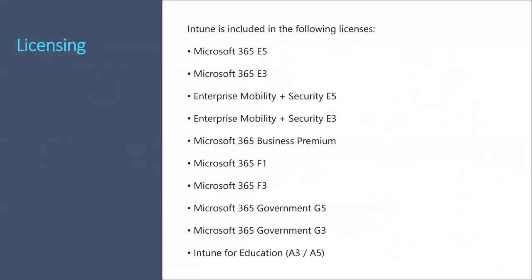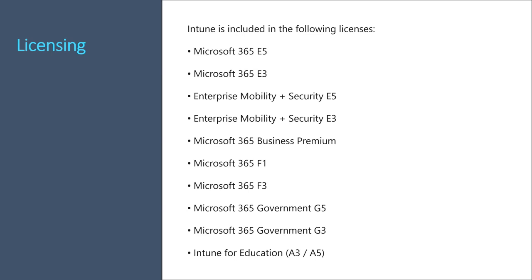So a lot of customers may be wondering, what does the licensing look like for Endpoint Manager? Intune or Microsoft Endpoint Manager is included in the following licenses. If you have an E5 license, you have an E3 license that comes with it. If you're using Enterprise Mobility plus Security E5, E3, Business Premium, F1, F3, it comes with Microsoft Endpoint Manager. And you can also purchase Microsoft Endpoint Manager as a standalone. We see some customers that may have shared devices that just need a device license, so we do offer that capability as well.